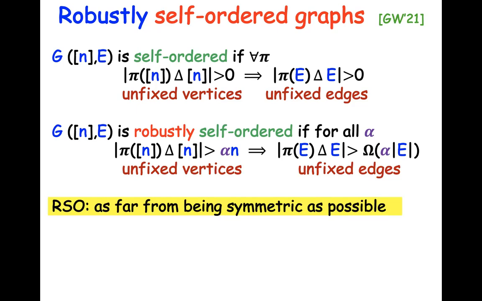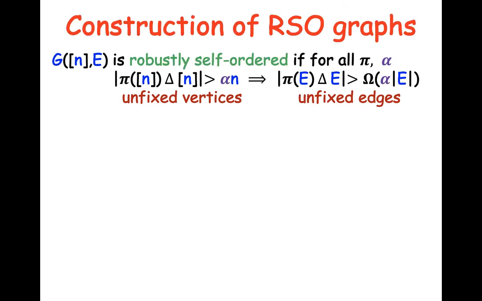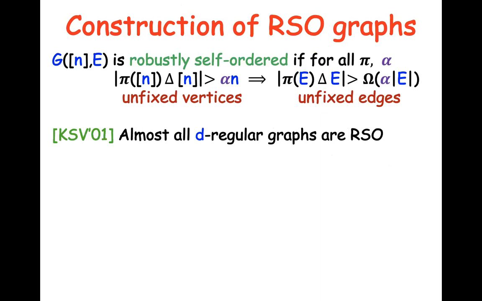So in a way, RSO graphs are as far from being symmetric as possible. Of course, you cannot hope for more than this. And these are the graphs we want. Can one construct them? Do they exist? Well, existence is not hard, like asymmetric graphs. A counting argument reveals that most irregular graphs are RSO.